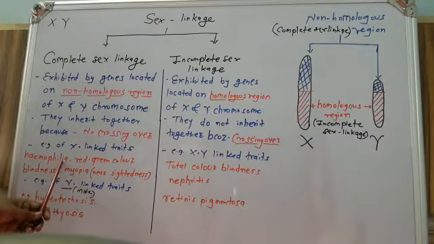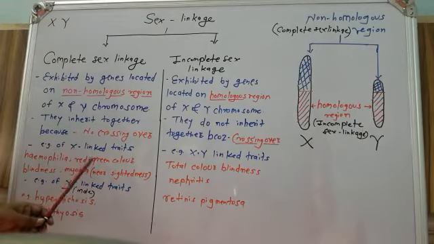A person suffering from hemophilia, in that person blood does not clot normally. If he or she gets a wound, then more bleeding occurs from that wound. The blood does not easily clot in such a disorder. The next trait is red-green color blindness. A person cannot easily identify the difference between red and green color, so it is known as red-green color blindness.